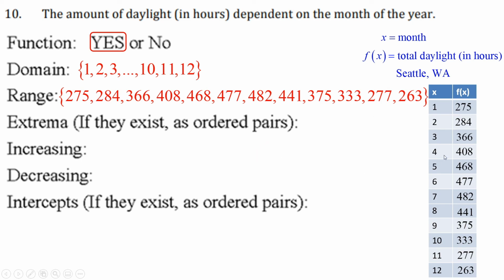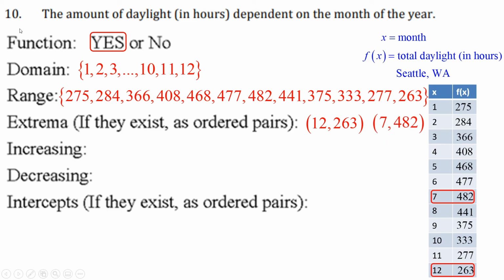So when do I have, what month has the least amount of daylight and what month has the greatest amount? Well, looks like, what is that, 7? Is that July? We have 482 hours of daylight. So I'm going to write that as an ordered pair. And then December, we have 263 hours of total daylight. So there's (12, 263) and (7, 482).